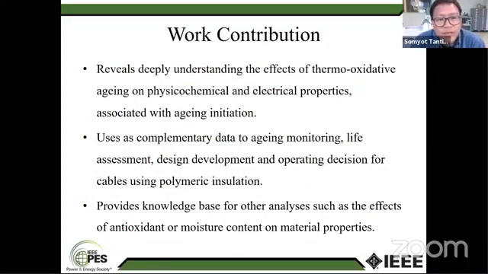with this work we gain a deeper understanding of the effect of thermo-oxidative aging on the physical, chemical, and electrical property changes. This work can be used as complementary data for aging monitoring, life assessment, design development, and operating decisions for the cables, and provide the knowledge base for other analyses, such as the effect of antioxidants. We can use space charge to analyze the effect of antioxidants on the charge transport and any change in the electrical properties or moisture content on the material properties.